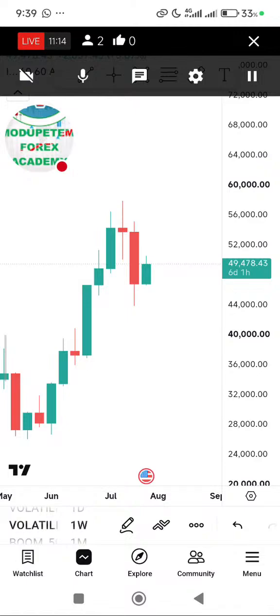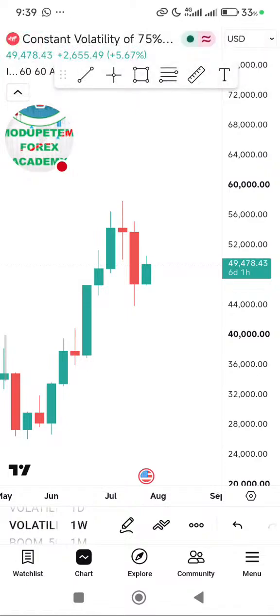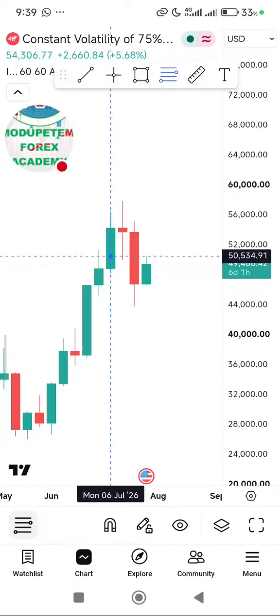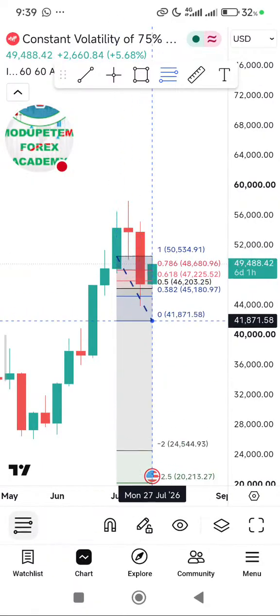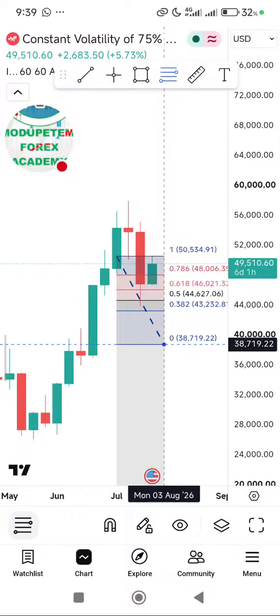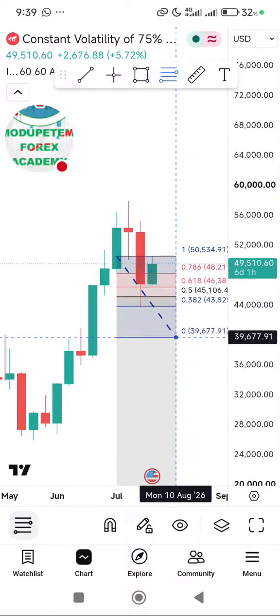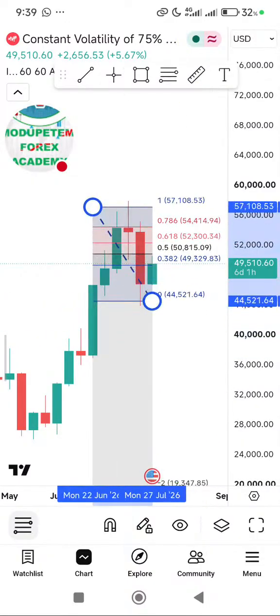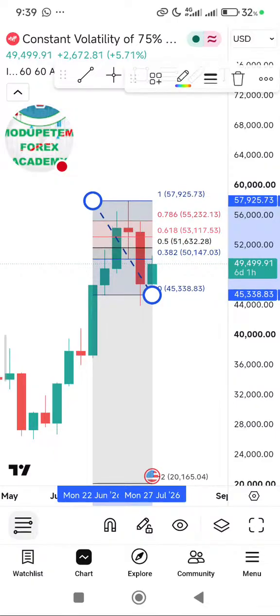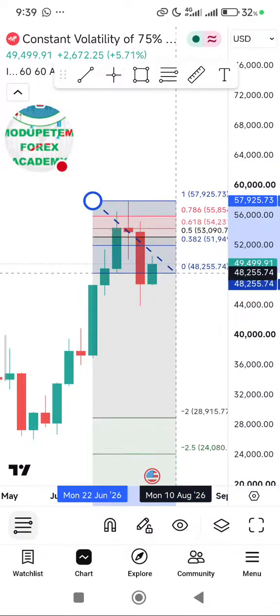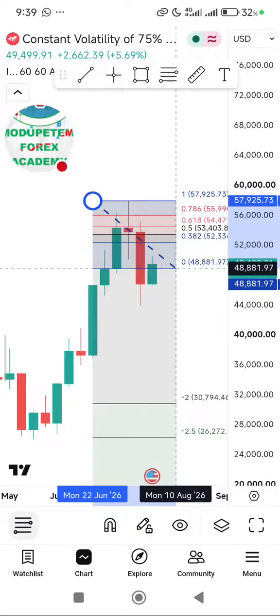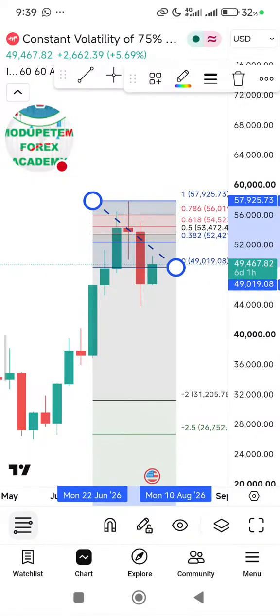I will use my Fibonacci to measure my retracement. So on this weekly time frame, I'm going to be measuring my retracement here. I expect at least a 0.5 retracement here, or 0.0 retracement.